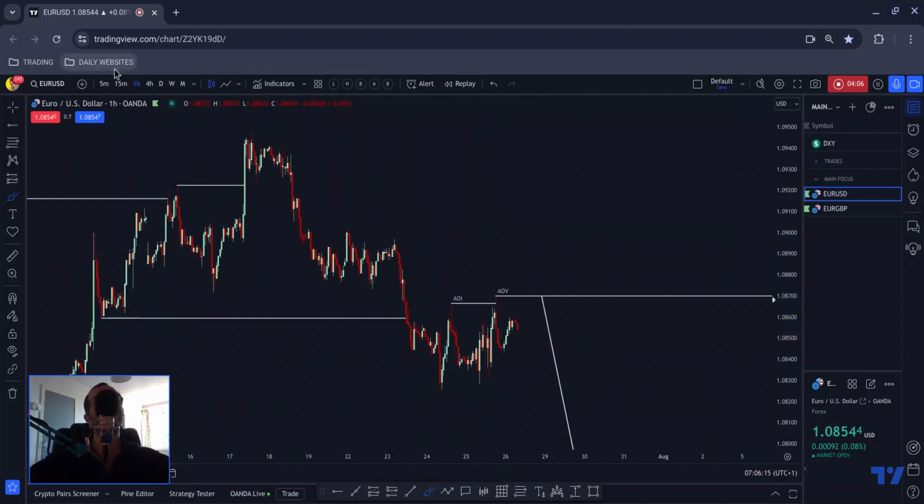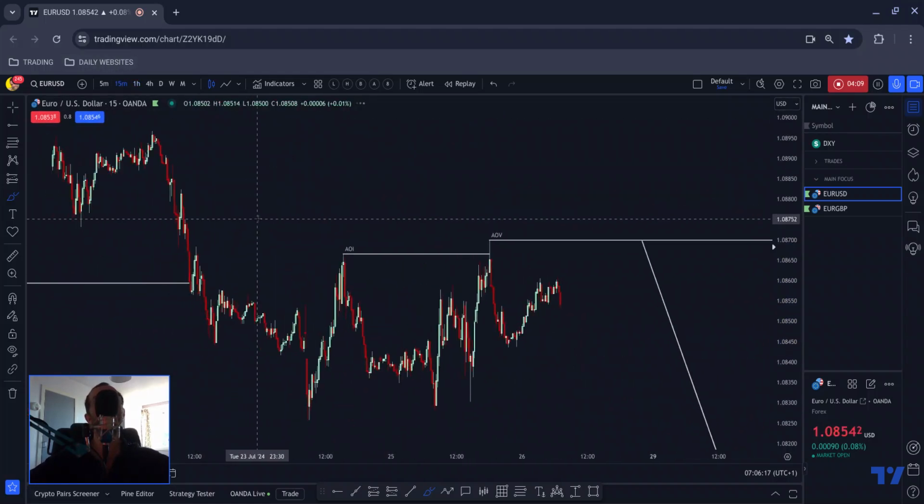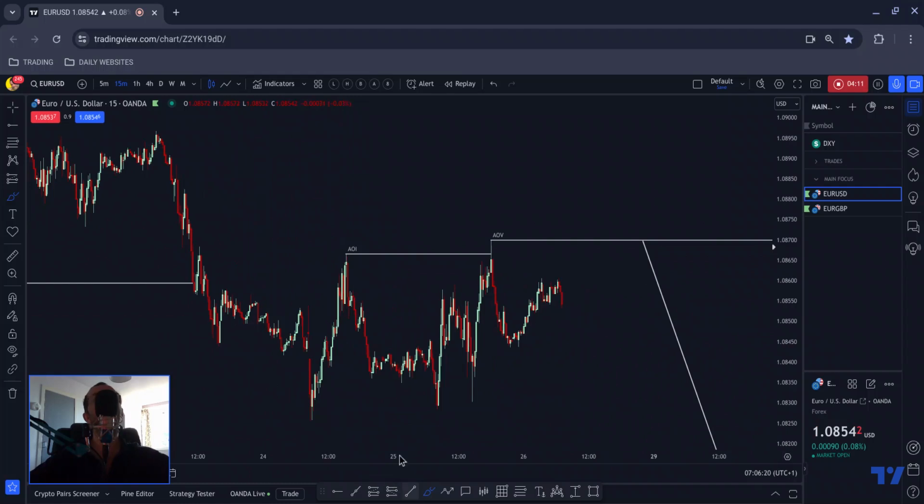And if you remember in yesterday's video, I said to you that I wouldn't be looking for. So we had this correction here and the origin of all of this. So we had this little structure here. Price came back up, it left a footprint, and then we corrected sideways.